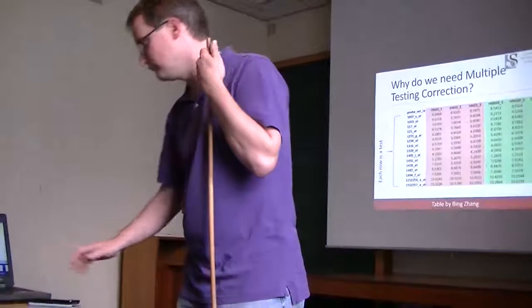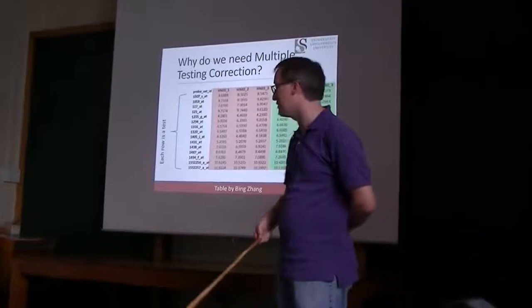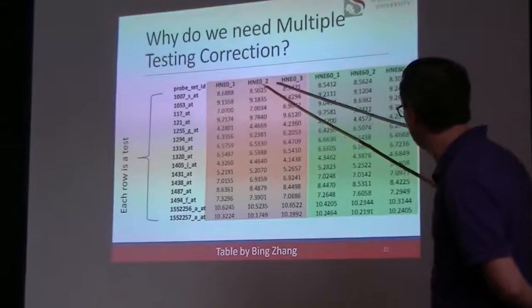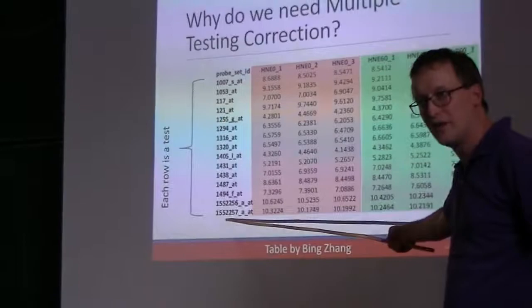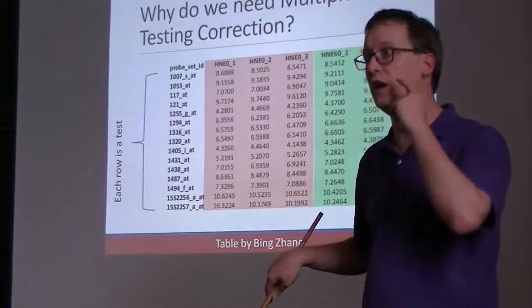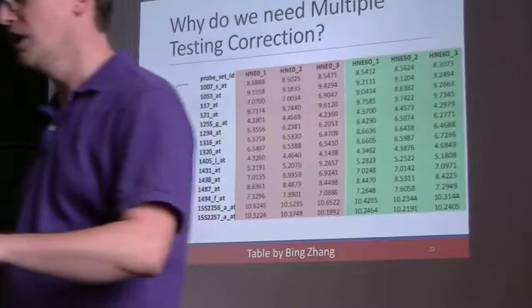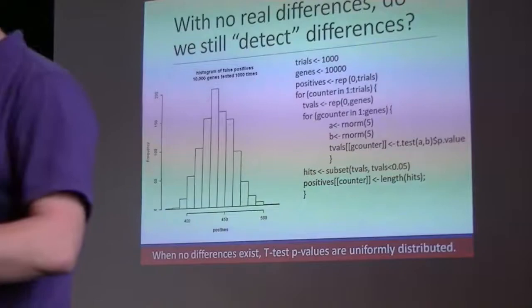Okay, so this brings us to the fine topic of multiple testing correction. Here we have another table provided by Bing, HNE 0, 1, 2, and 3, HNE 60, 1, 2, and 3. Each row gets its very own t-test. And those t-tests are independent of each other unless they're moderated, in which case they all have the same variance input. So each of these rows gets tested independently. Therefore, we need multiple testing correction.